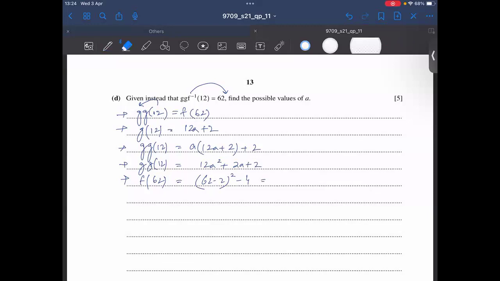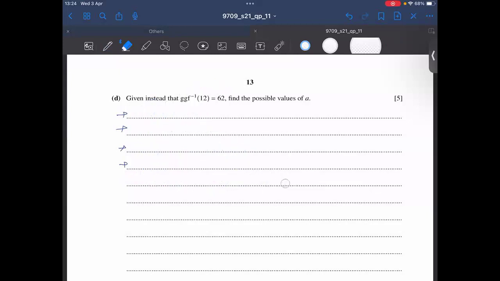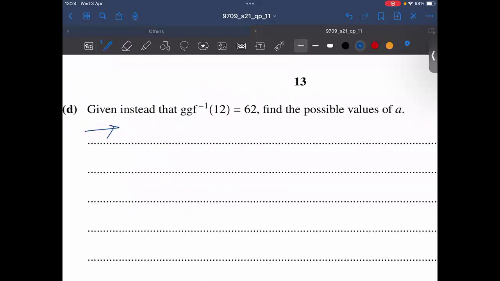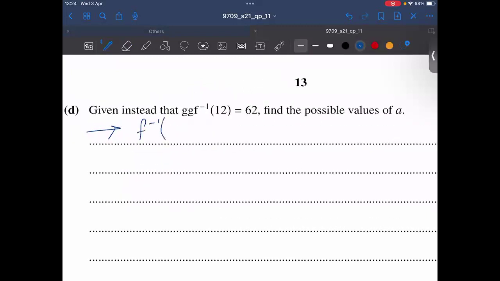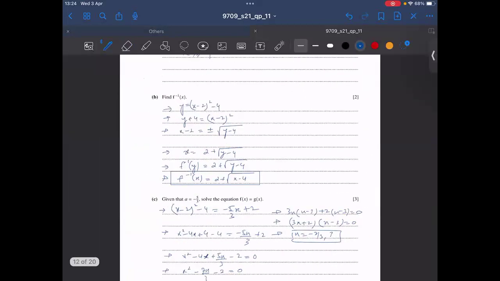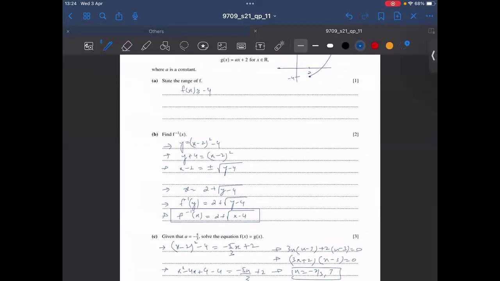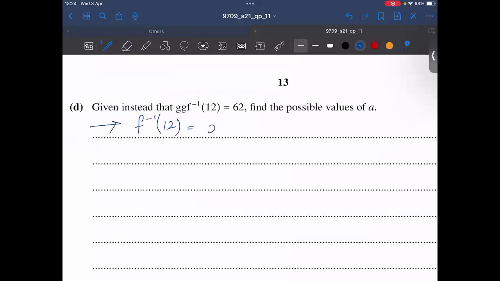You may do it the other way as well if you want. If you find it difficult, you may do it in this way as well, because students sometimes forget that. So you may just find out the value of F inverse of 12, which is 2 plus square root of x minus 4.